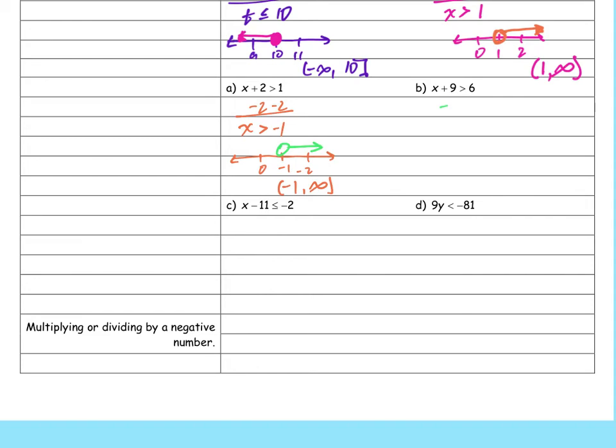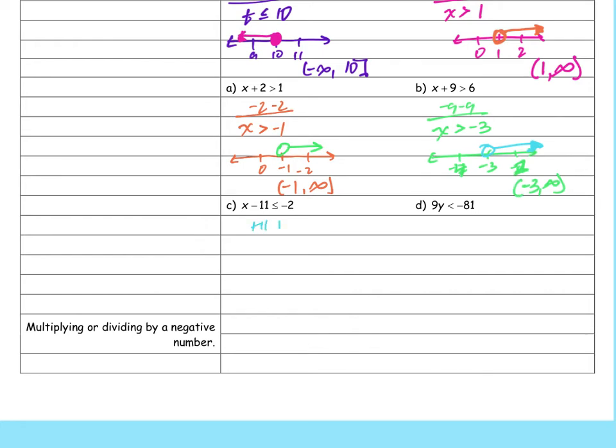Okay, so subtract 9. x is greater than negative 3. And again, it's open at negative 3, and it's greater than negative 3, so it's going to, oh, I wrote my numbers in the wrong place. Negative 4 and negative 2, there we go. So my domain goes from negative 3 to infinity.